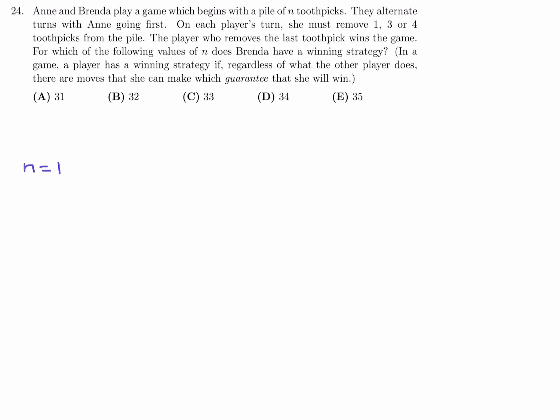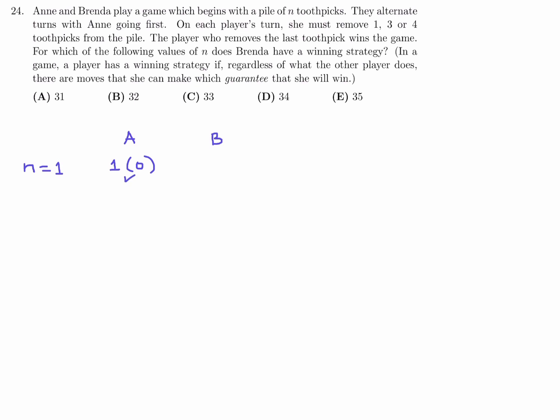All right, for N equals 1, remember Anne goes first. So all she has to do is remove 1, and she wins the game. I'm going to write the number that she has to remove, and in brackets I'll write how much is left over. If 0 is left over, that means the person wins the game. This is Anne, and this is Brenda. We started with N equals 1, she removes 1, and there's 0 left over.